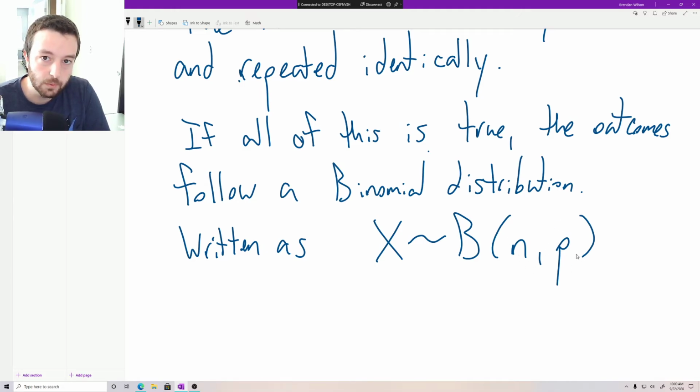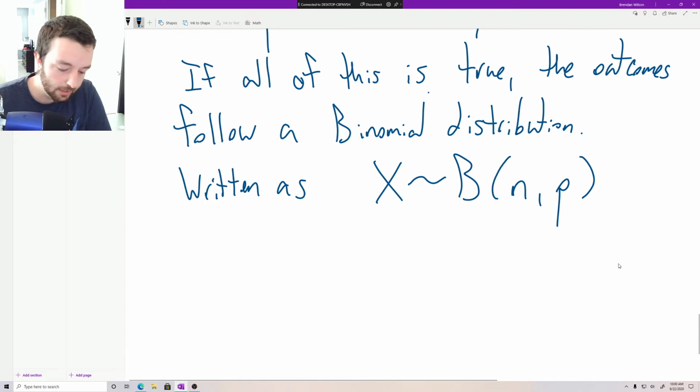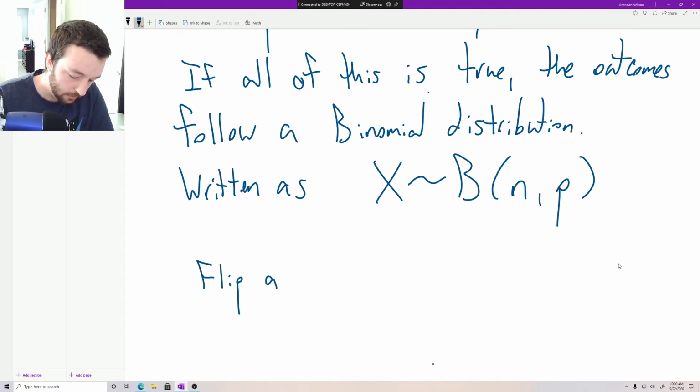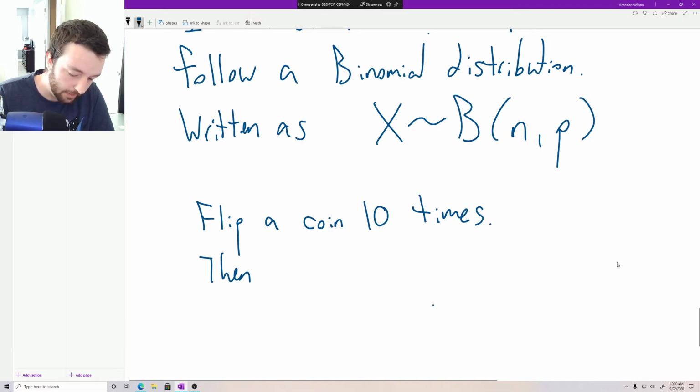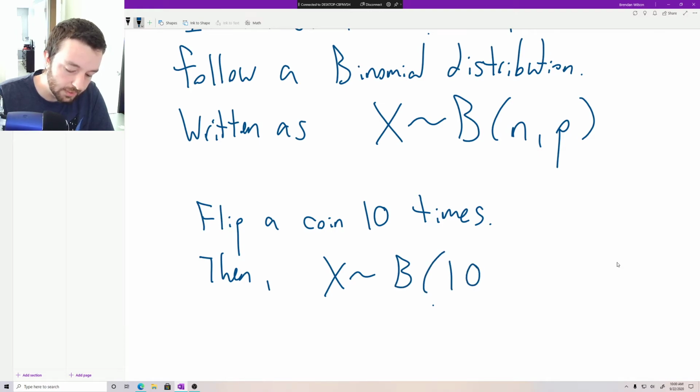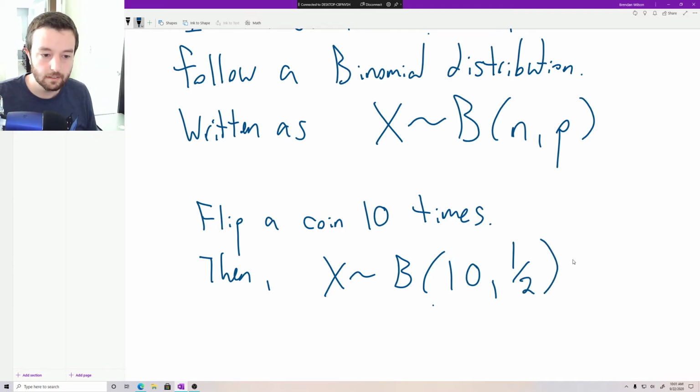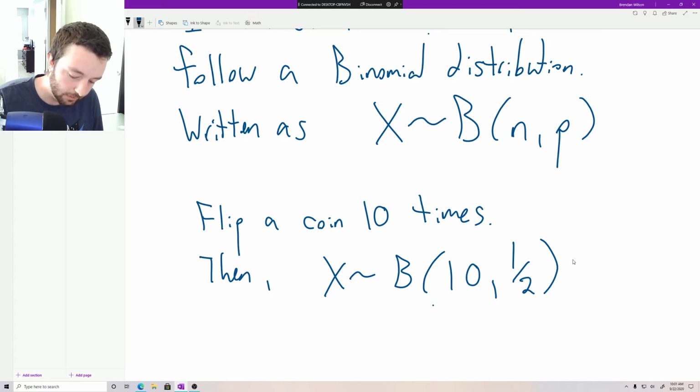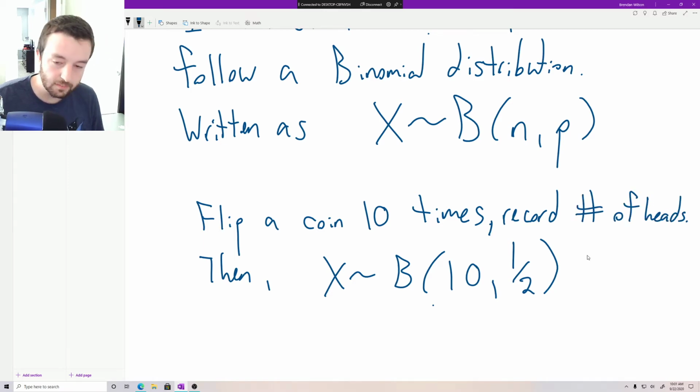And you would replace these with whatever they are, right? So say we flip a coin 10 times. Then x is distributed as a binomial with 10 trials and p is 1/2, right? Maybe we would need to say we record the number of heads. So the probability of getting a heads would be 1/2, and then we have 10 trials.